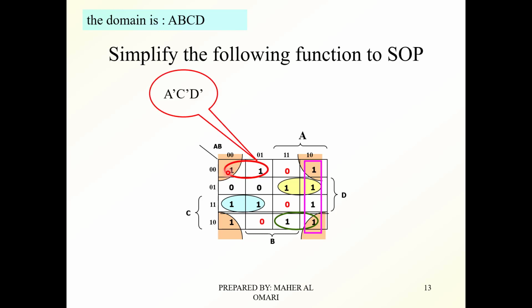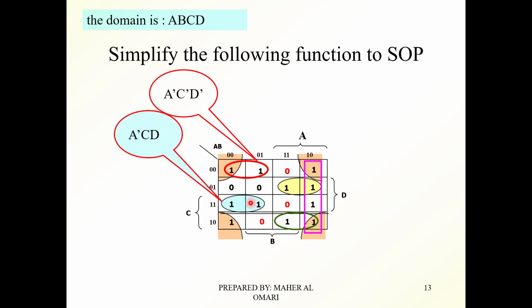Now, what is the term that includes these two minterms? Here A has a value of 0, so it's A bar. And B has changed from 1 to 0, so B is eliminated. It's out, it's not here. C has a value of 0 in both cells, so it's C bar. And D also has a value of 0 in these two cells, so it's D bar. So the term that represents this group is A bar, C bar, D bar. Notice that B is out because it has changed from 1 to 0 inside the group. One literal is eliminated when we have two minterms in the group.